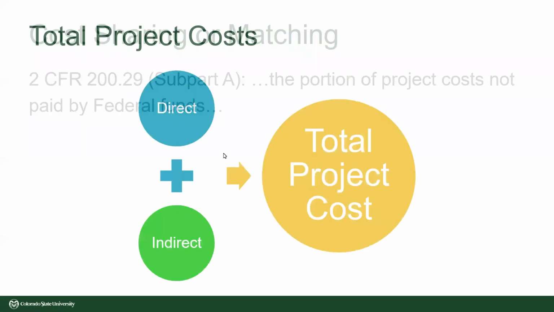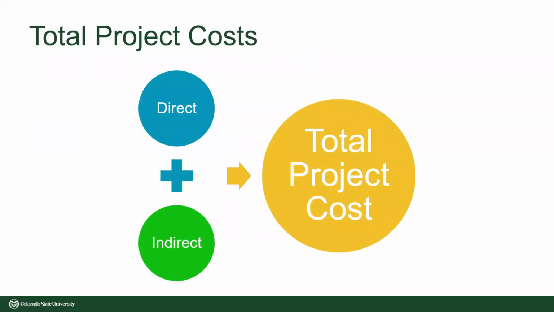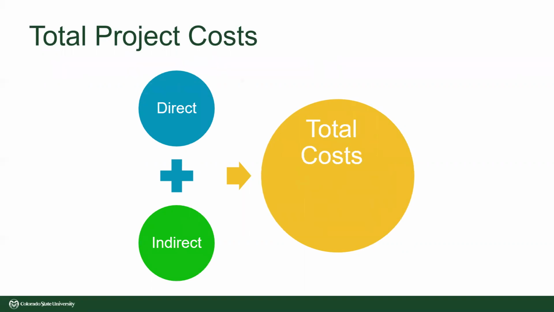So the next slide just shows a graphic of this, that all your project costs are made up of direct and indirect costs. But any of those total project costs that the sponsor will not provide are some type of institutional obligation or cost share. So we take a little hunk out of there, right? And that would be our cost share.